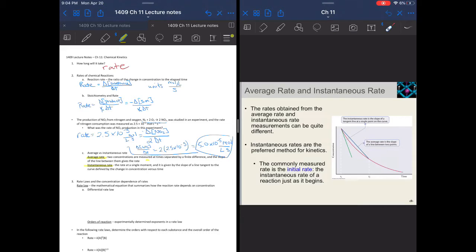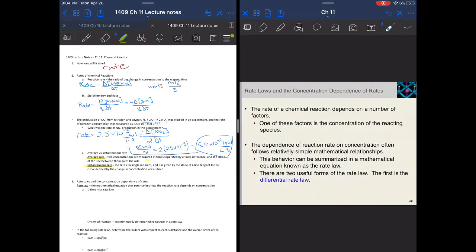Most of the time, when we are dealing with kinetics, we find ourselves interested in instantaneous rate. Now, as we move along into rate laws, how are rate laws determined? Well, there are two types of rate laws. They're mathematical descriptions of reaction rate and its dependence on concentration, and there are differential rate laws and integrated rate laws.